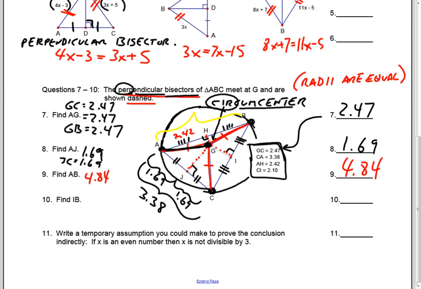Some people feel more comfortable by actually redrawing this picture and making it bigger so that they can put all the information in. If that's what you need to do, that's what you do. Whatever makes you feel comfortable with these problems. IB is this portion right here. I see CI right here. CI goes from here to here. That's 2.10. I see slash marks here and here. Number 10 must be also 2.10. Does that make sense? IB, yep.